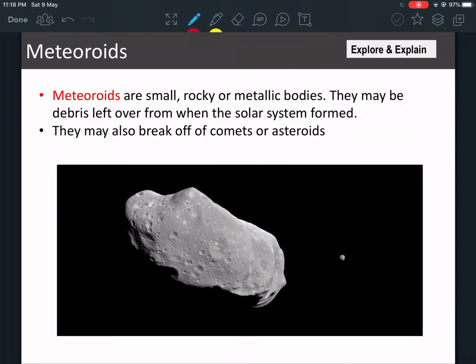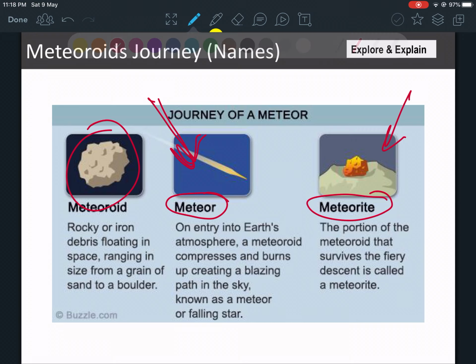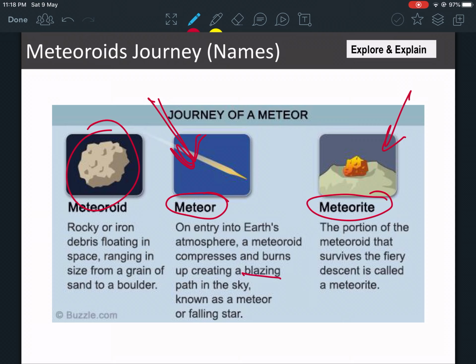Now, when these meteoroids are moving close to Earth and enter Earth's atmosphere, they're called a meteor. In space, they're a meteoroid. When they enter the Earth's atmosphere, they're called a meteor. When they enter the Earth's atmosphere, they create a blazing path in the sky known as a falling star. So that's the difference between the three.